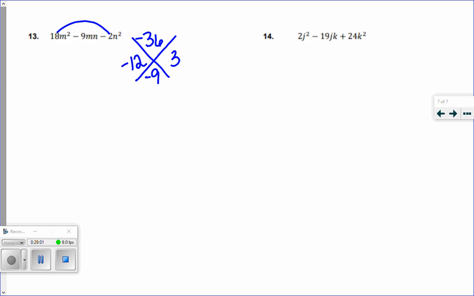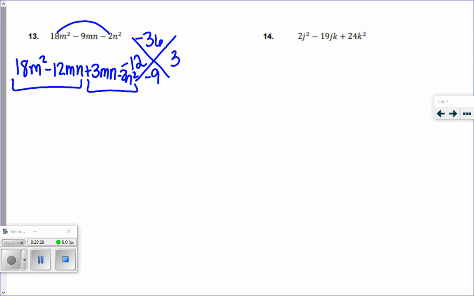So now I'll take my original and rewrite it, splitting the middle term. So I'll get 18m squared, and then I'll take the middle term and split it up into 12m times n plus 3m times n, and then minus the 2n squared. That just split the middle term there into the two magic numbers, and then we can group the first two, group the last two, and look for a GCF.